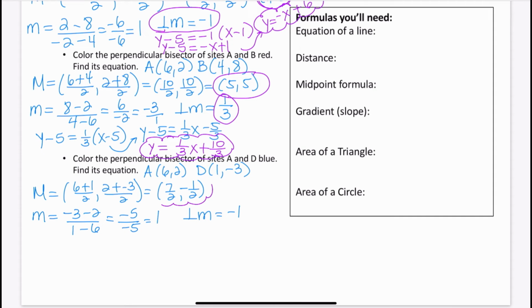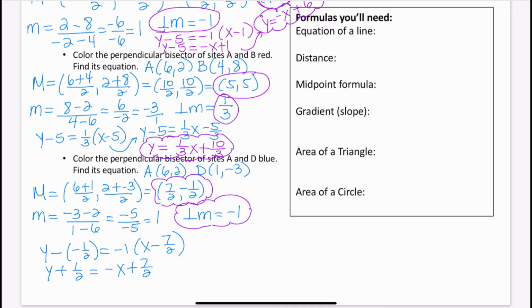Remember that we want the equation that passes through the midpoint with the perpendicular slope. In point slope form, it's y minus y1 is equal to m times (x minus x1). Distribute: y plus 1/2 is equal to -x plus 7/2. If I subtract 1/2 from both sides, I get -x plus 6/2, which is just 3. So my final answer is y equals -x plus 3.